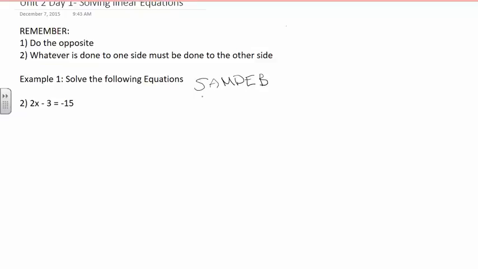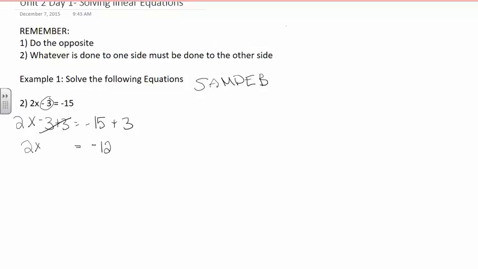So subtraction and addition, we need to tackle those first. Let's get rid of this negative 3. We do that by adding 3 to both sides. So 2x minus 3 plus 3 equals negative 15 plus 3, because we have to do it to both sides. Then we can simplify this because these cancel out, and here we are left with negative 12.